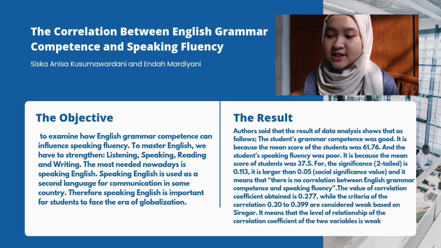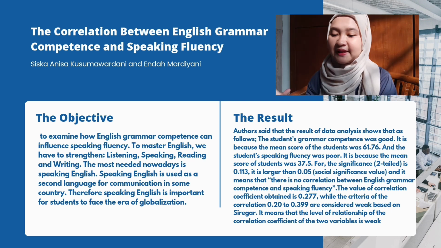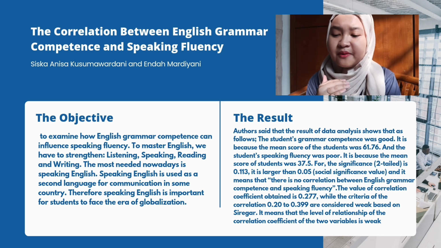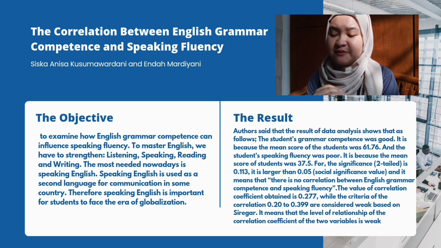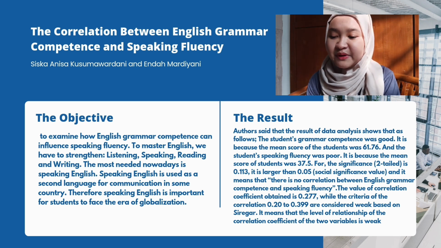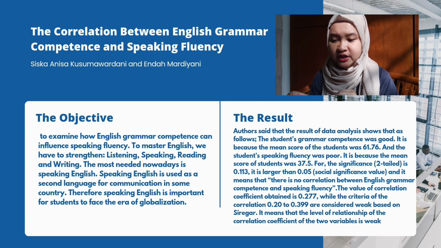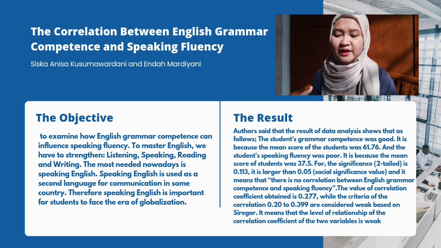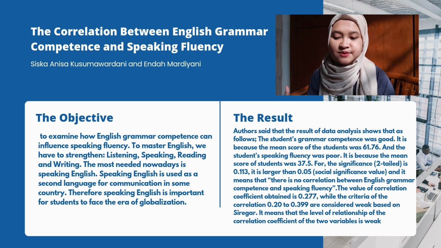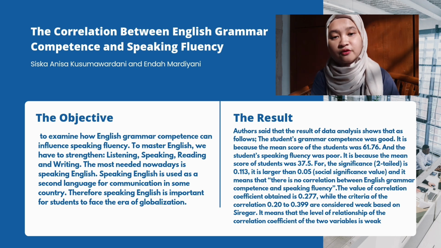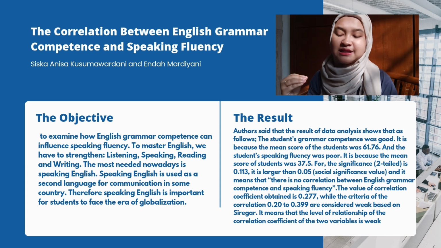And the next article is The Correlation Between English Grammar Competence and Speaking Fluency by Siska Anissa Kusumawardani and Endah Mardiani. The objective of this article is to examine how English grammar competence can influence speaking fluency. To master English, we have to strengthen listening, speaking, reading, and writing. The most needed nowadays is speaking English. English is used as a second language for communication in some countries. Therefore, speaking English is important for students to face the era of globalization.